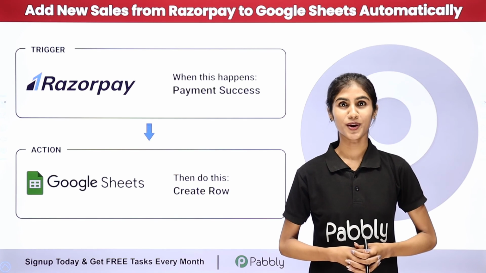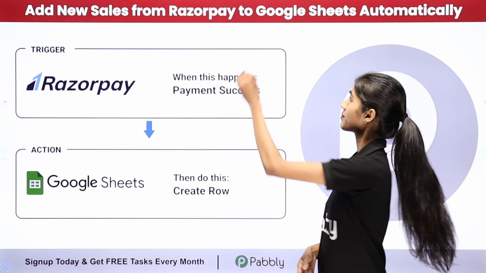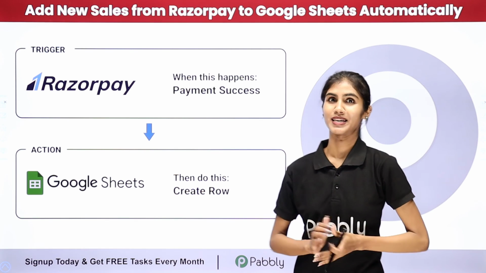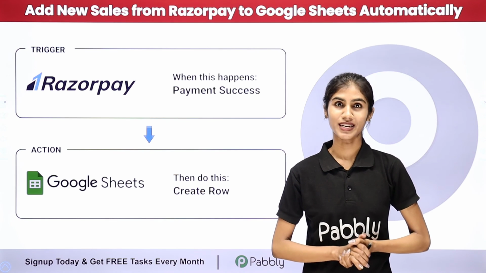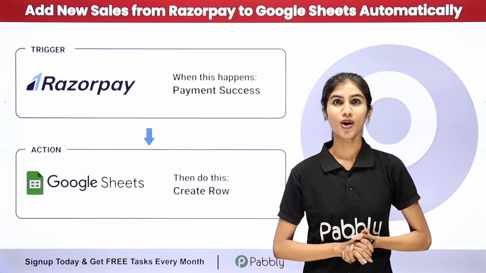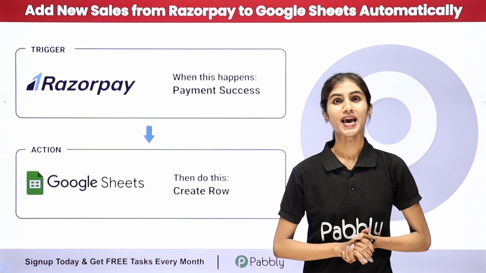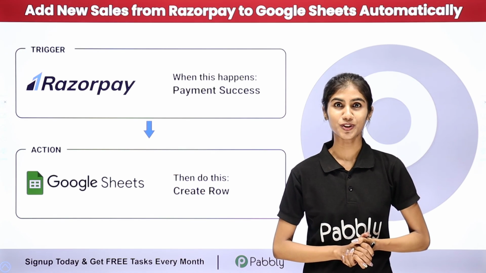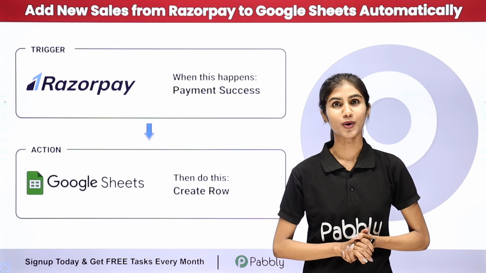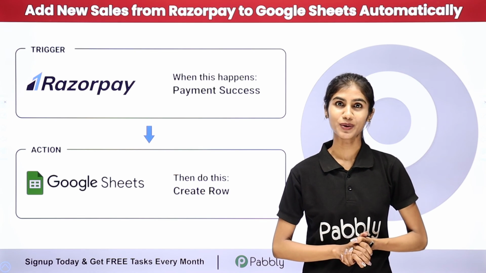So in this video, we are going to learn how to add new sales from Razorpay to Google Sheets automatically. Suppose I operate an online business and receive all of my payments via Razorpay. Here Pabbly Connect helps me ensure I log all the details about my successful payment in my Google Sheet.